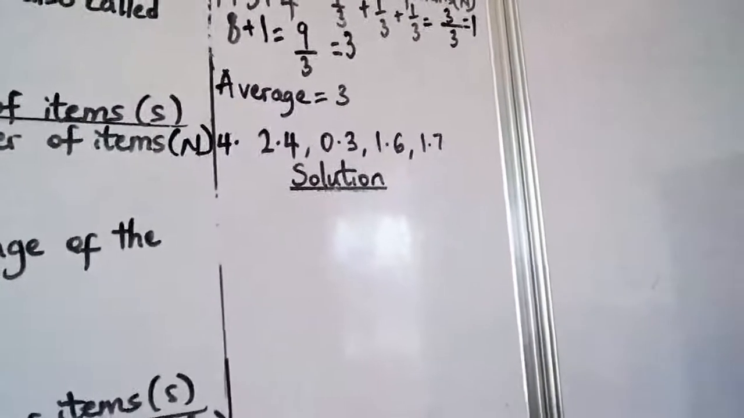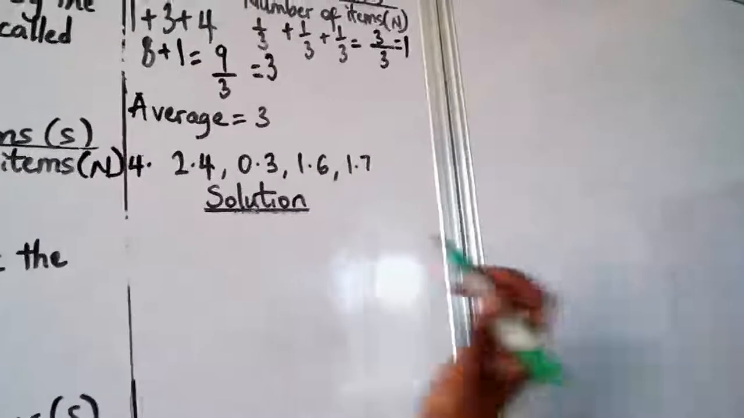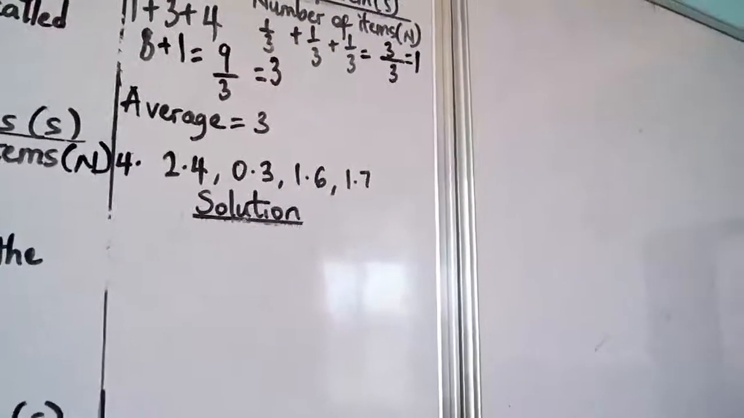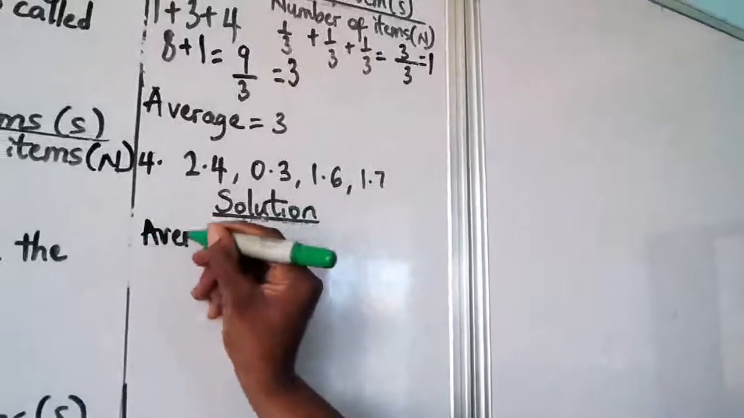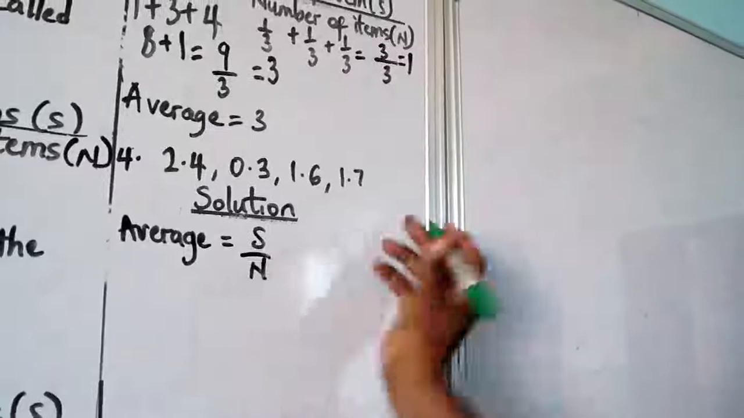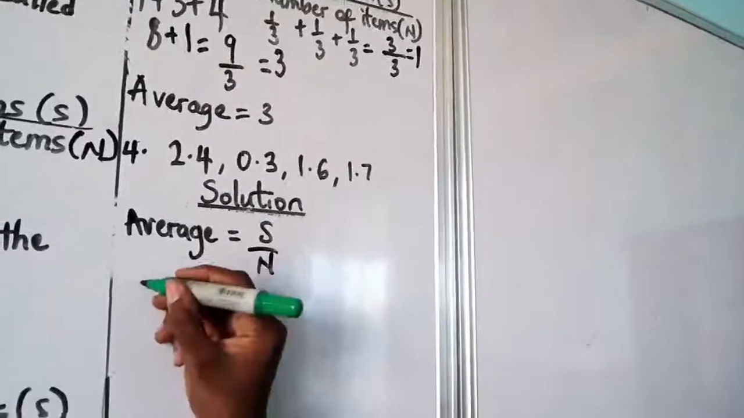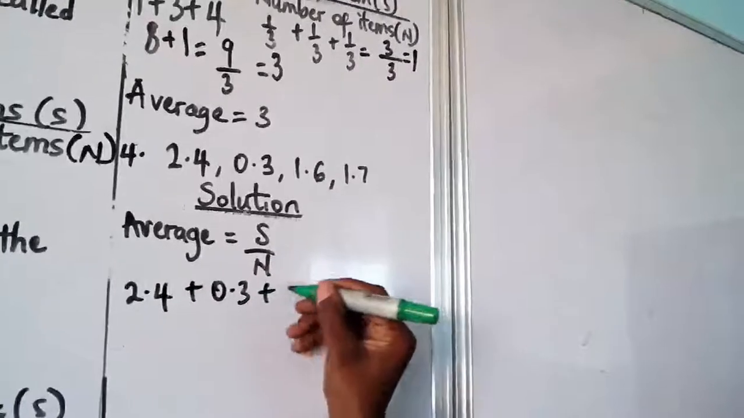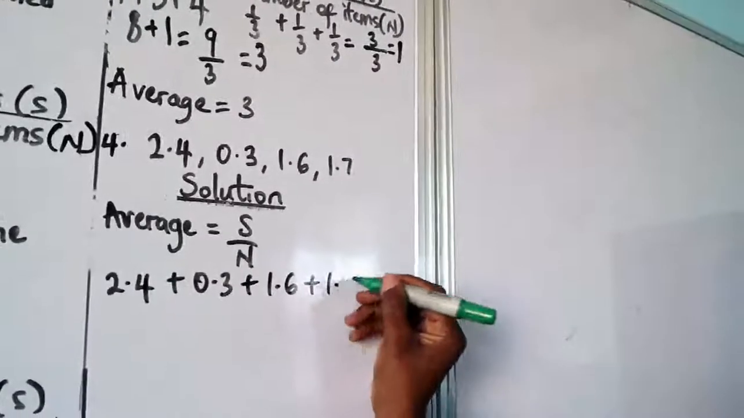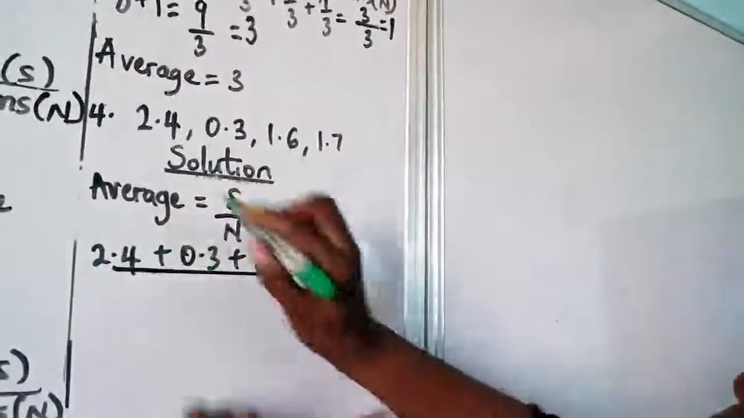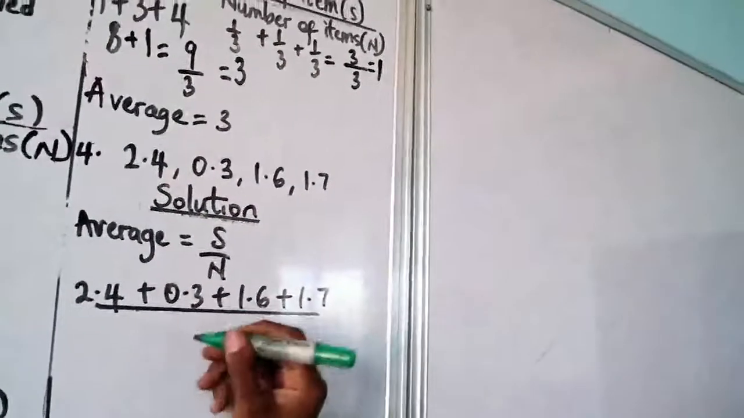Now we are adding up decimals. We already know that a decimal is a number that has a decimal point. It's the same thing. You write your average. Sum of items over number of items. You can write it like this. So let's extract our values. 2.4 plus 0.3 plus 1.6 plus 1.7. Let's count our values, everybody, our items, everybody. 1, 2, 3, and 4.